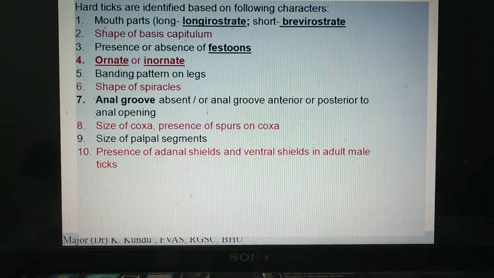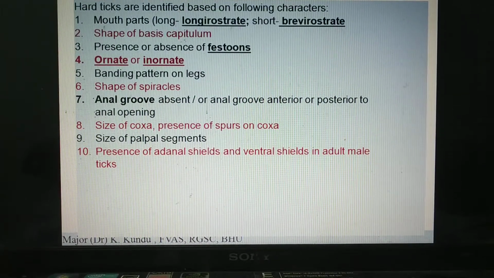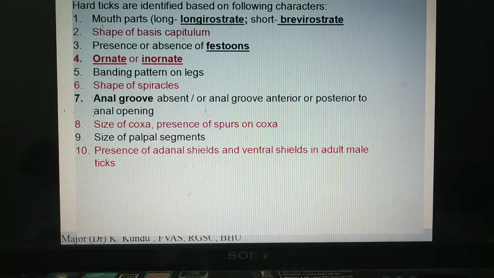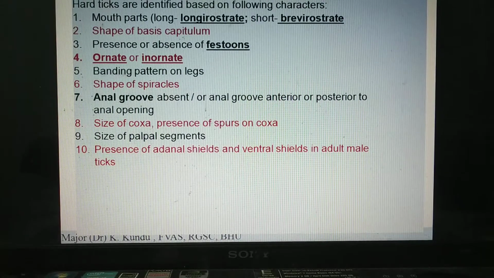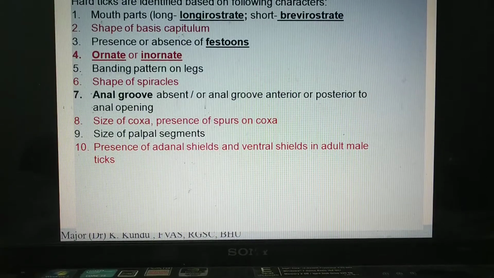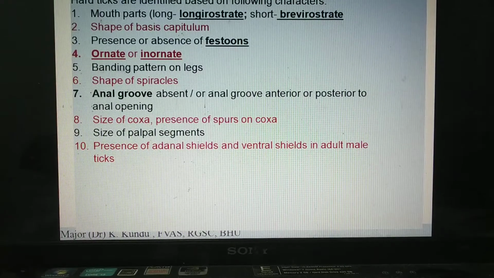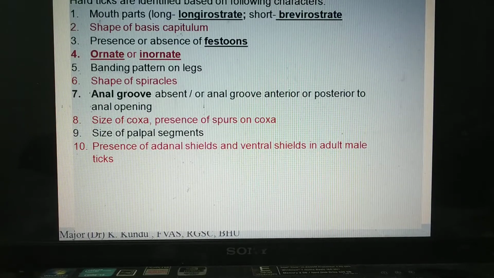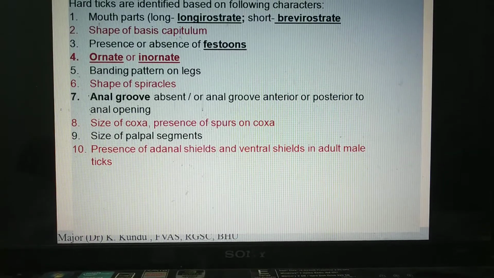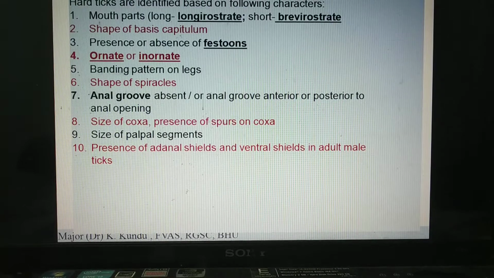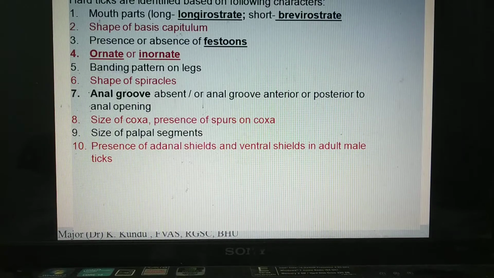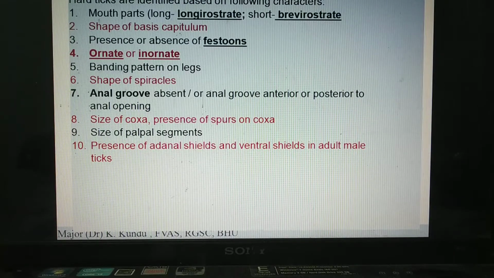So, some of the characters of hard ticks. You should remember these characters. There are 10, or rather I can say 11 characters, but here I am mentioning 10 important characters, and these are important to differentiate between the different species or different genera of hard ticks. I will discuss the differences in the practical, and I will give you a separate PowerPoint and a video about how to differentiate the different genera of hard ticks. But before we go into that, we have to see the criteria, the characters on the basis of which we differentiate the hard ticks.